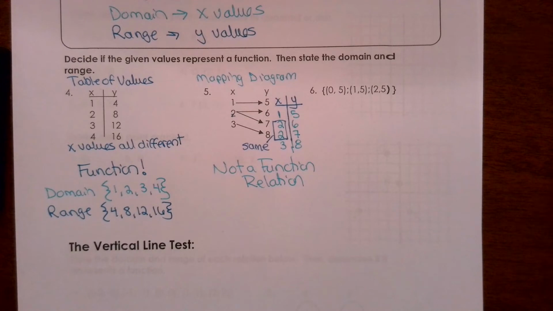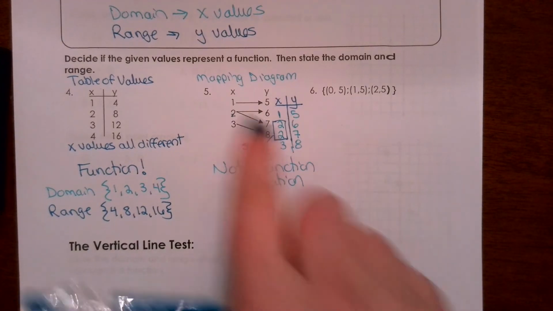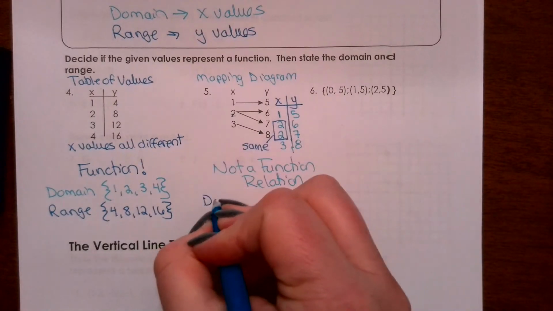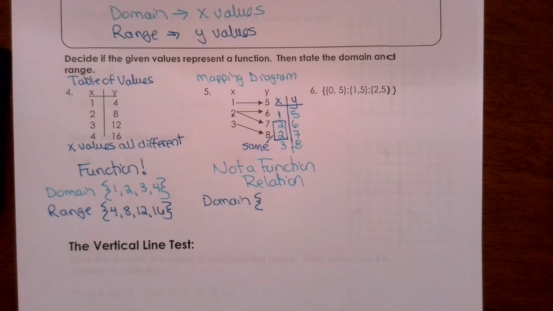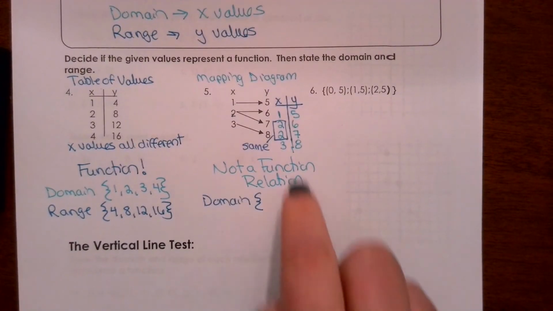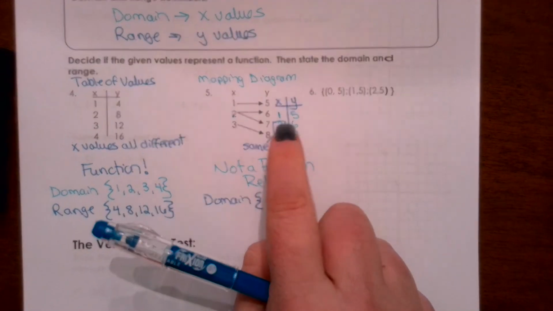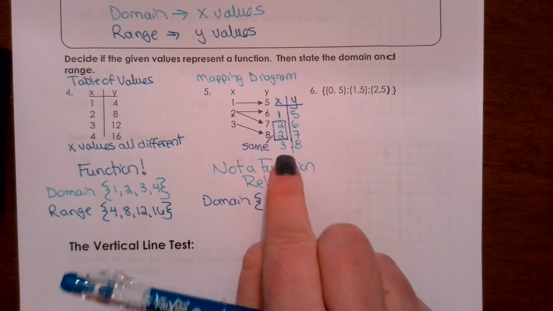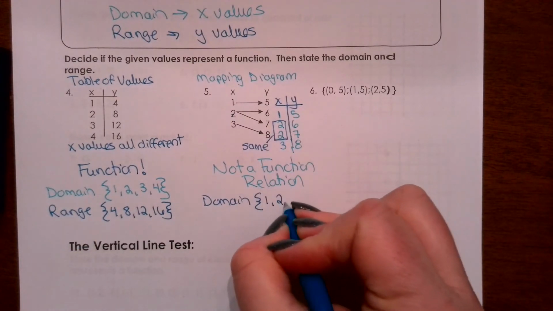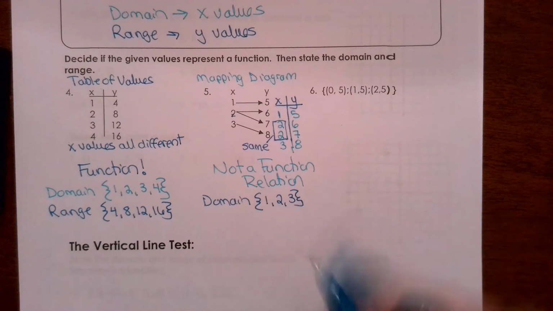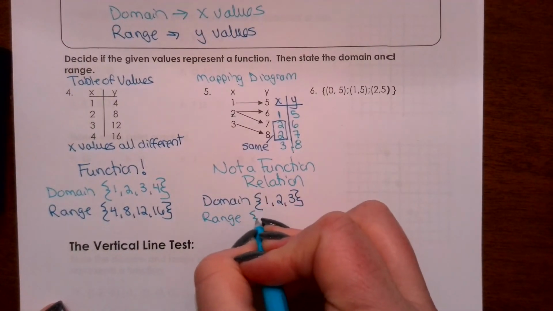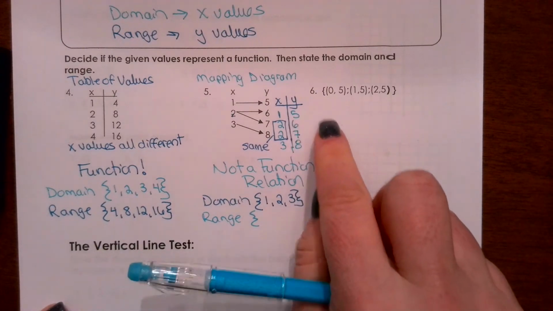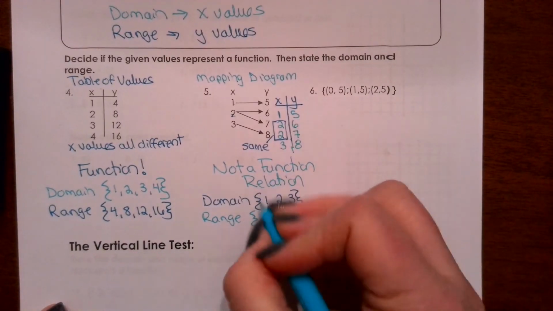Alrighty, we can still write the domain and range of this relation. The domain, again, is the x values. I list them in numerical order, and I do not list repeats. So my domain is 1. I only list the 2 once, and 3. 1, 2, 3. Now my range is my y values. Numerical order, I only list them once, but they're all different, 5, 6, 7, 8.